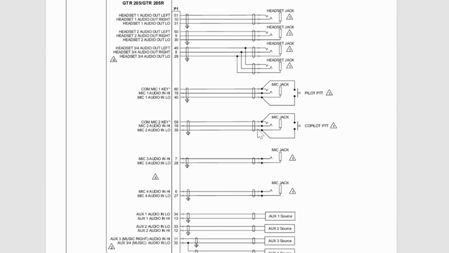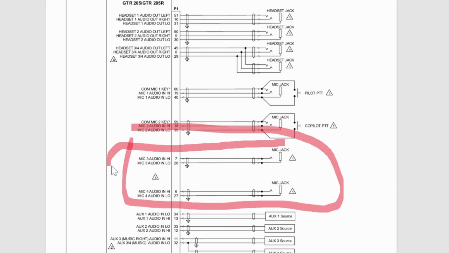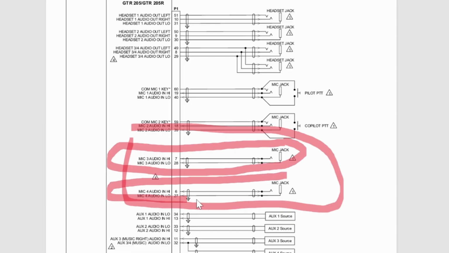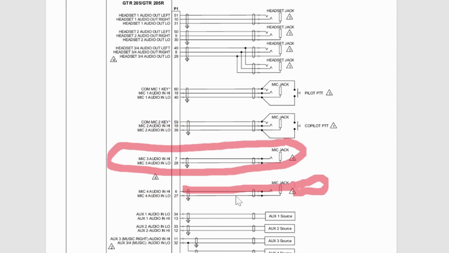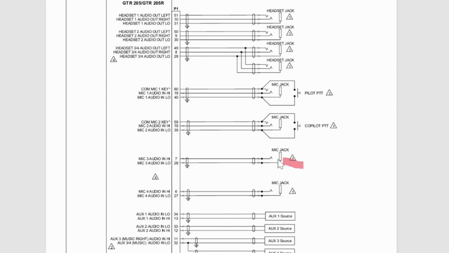Same thing with the co-pilot, but if we go to the passengers here, these are the mics for the passenger and the other passenger. So it's just a simple circuit loop. The audio in high goes into your mic jack, and they probably have their own push-to-talk handheld somewhere, and then that goes and returns back to the audio in low. It comes back here, returns back to the radio, and then you can hear everybody within the cabin. So it's pretty simple.